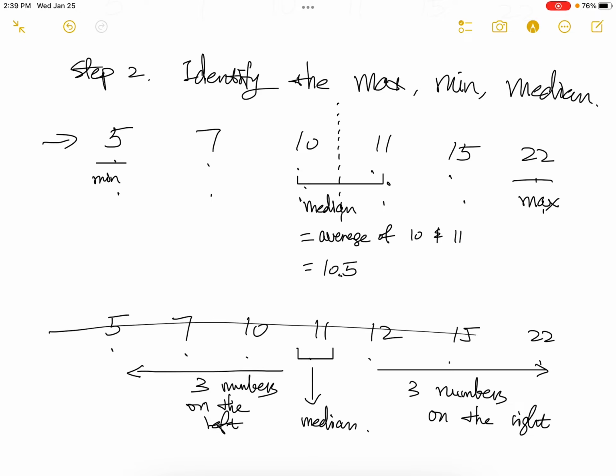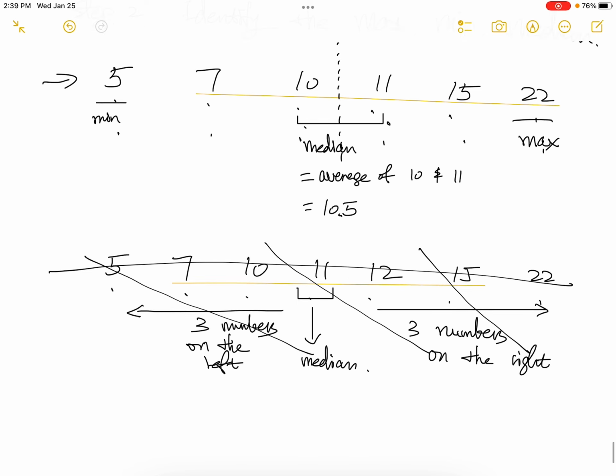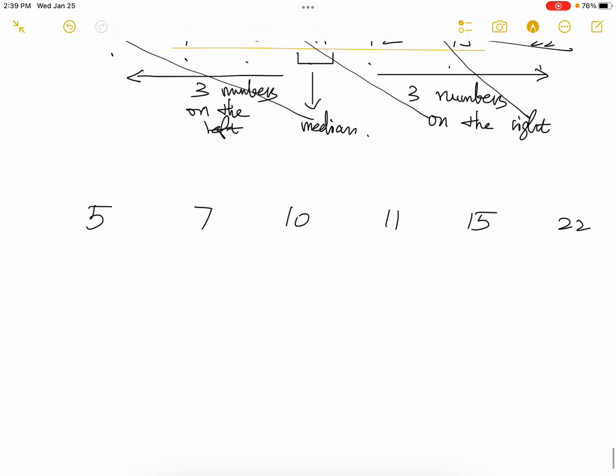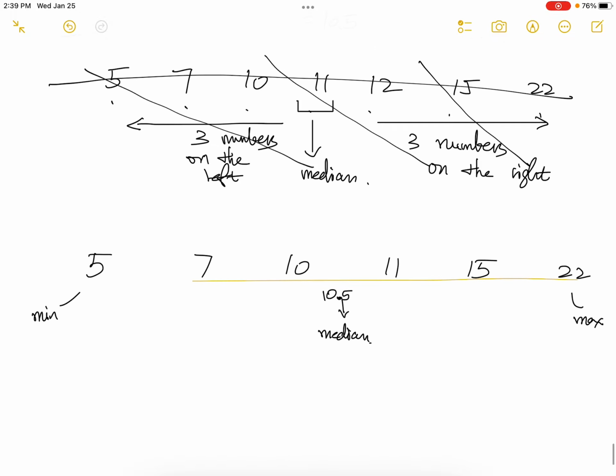So let's cross that off. This is just an illustration. So now we have, let's copy this down again, 5, 7, 10, 11, 15, 22. So now we have min, max, and 10.5 is the median, okay?